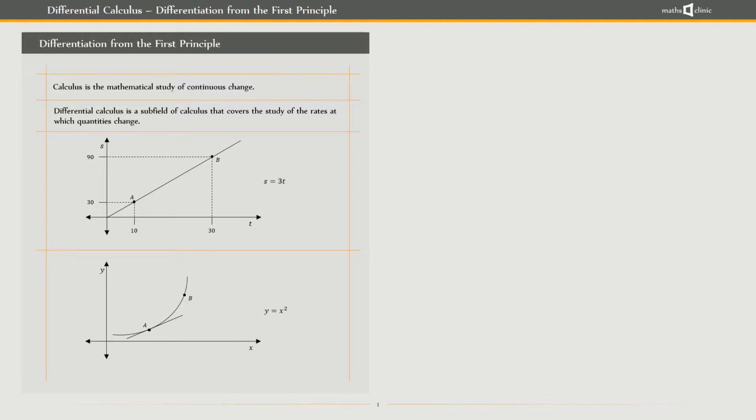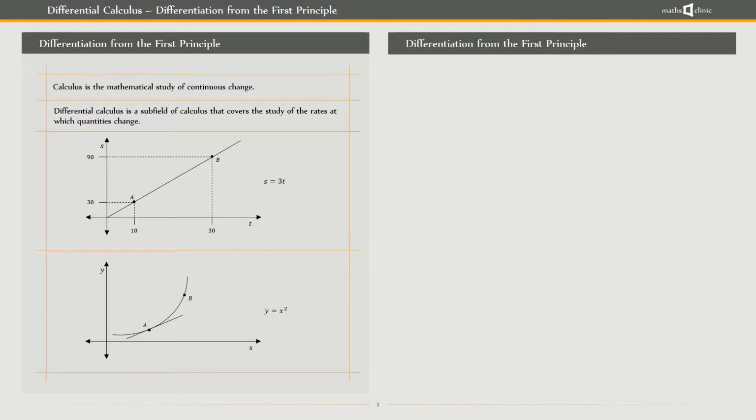So how do we go about studying this? How can we find the gradient of this curve? That is where differential calculus comes in. Now what we're going to do is introduce a change in x. Remember, differential calculus is a subfield of calculus that studies the rates at which quantities change, so we're pretty much trying to find the gradient of this curve.